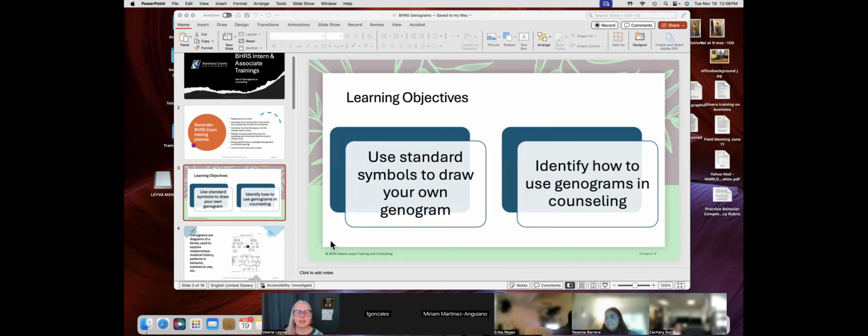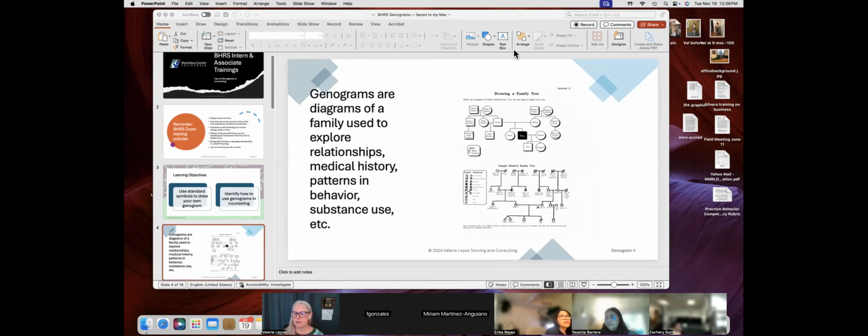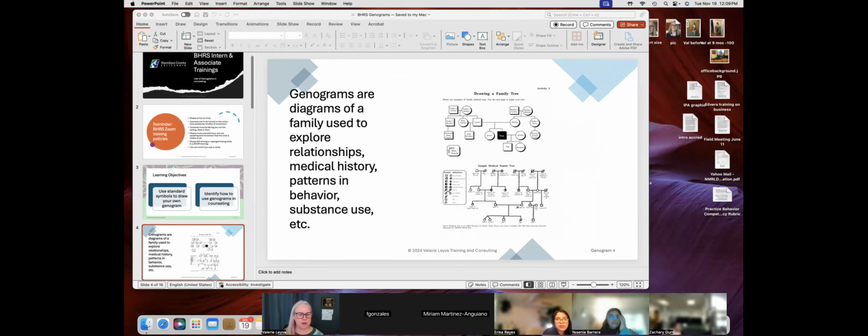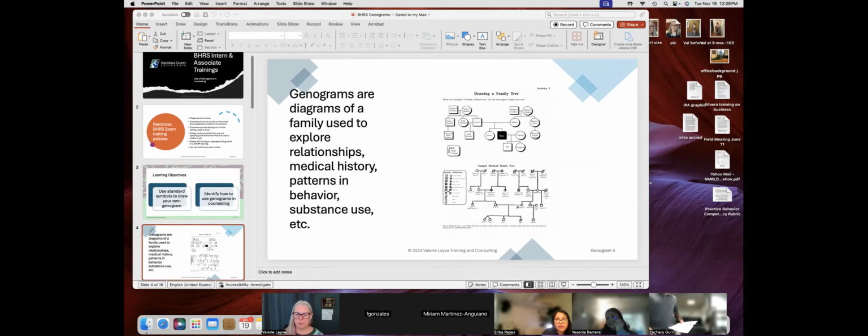So what we're going to learn today is use standard symbols to draw your own genogram and identify how to use genograms in counseling. If folks could pop into the chat if you've used genograms before, just a yes or no. Okay. Few people have, most people haven't.